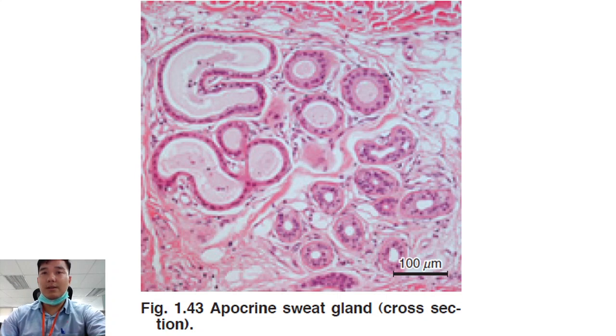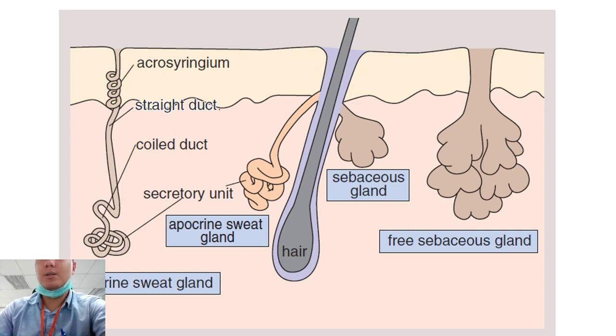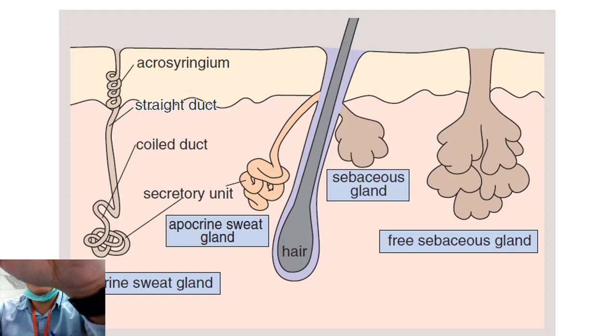So this is the apocrine sweat gland. You can see it's like a pocket which has substance inside and produces it to the surface. So these are all the glands here: eccrine sweat gland, apocrine sweat gland, sebaceous gland, and free sebaceous gland.